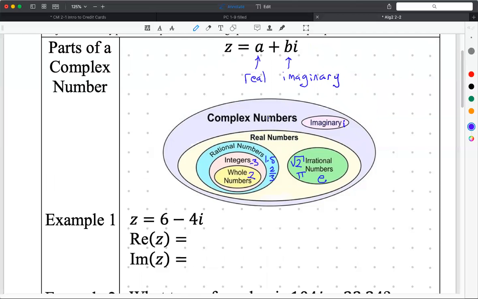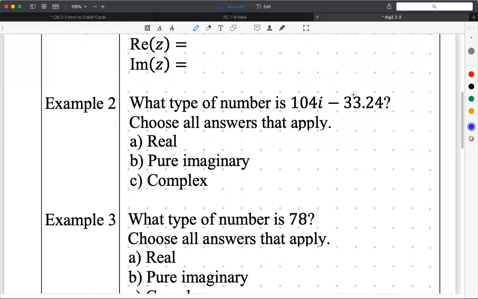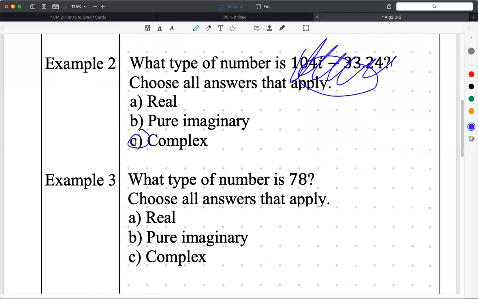Eventually, I would be asking you guys questions on what type of number is blank. You don't even know what blank is. Go ahead and scratch it off. It's going to be complex because everything is complex, because it is at least real. If it's real and imaginary, it's complex. If it's just imaginary, it's complex. If it's just real, it's complex. Everything is complex. C will always be an answer on Khan Academy because everything is complex.